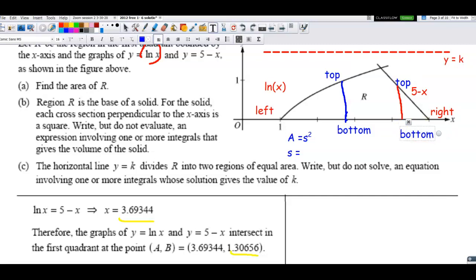So we're going to need two integrals, and we're going to need that point of intersection. So when we write the integral that accumulates, the side will be, for the first region, ln of x minus, well, minus nothing, minus 0 technically. And then over here, for region number 2, s is equal to 5 minus x minus 0, because the bottom is 0. So we really don't have to worry about that.